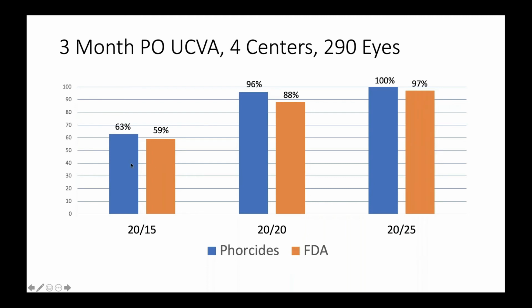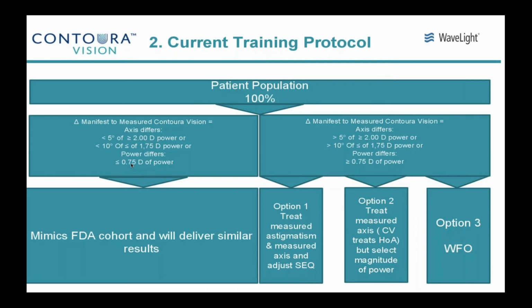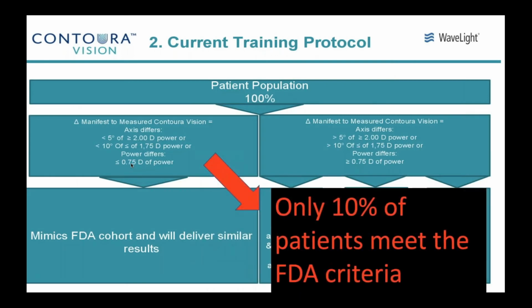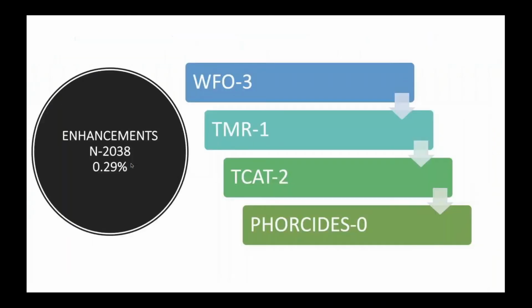You say, well, okay, so what? The reason this is so impressive is, remember, the FDA study cherry-picked the patients. The patients had perfect corneas, corneas so good that only 10% of the patients who walk into a clinic have these very tight parameters where manifest and measured are so close to one another. But in the study that we did, every patient who walked in the door was entered into that Phorcides planned Contura group. So we took all comers and beat the FDA.